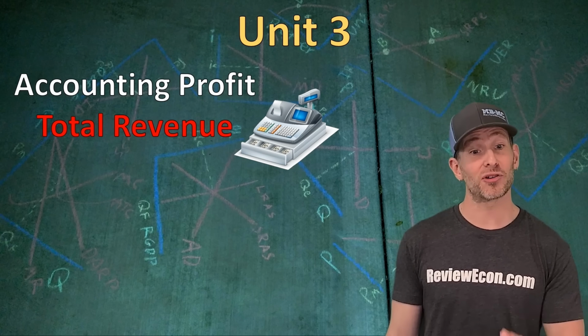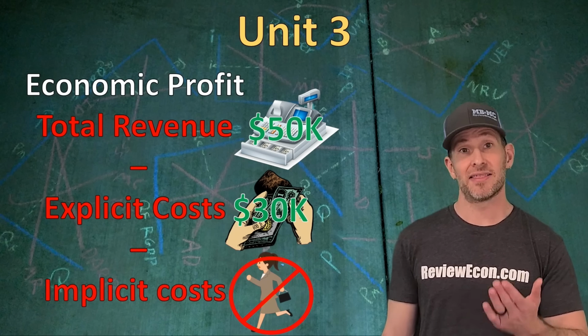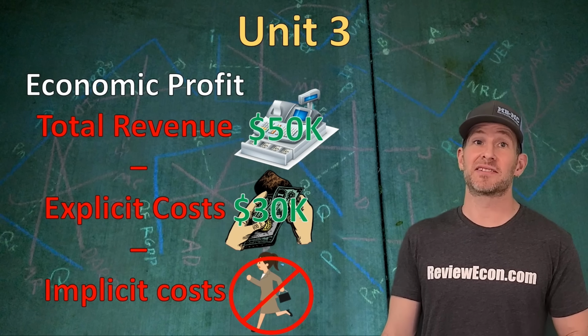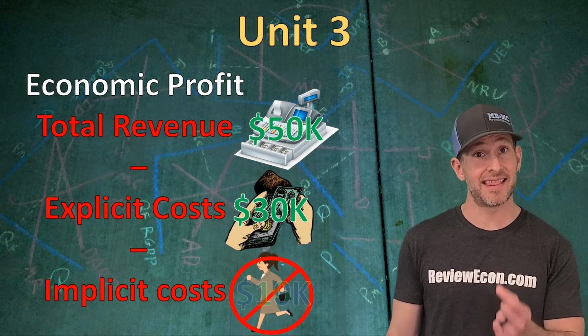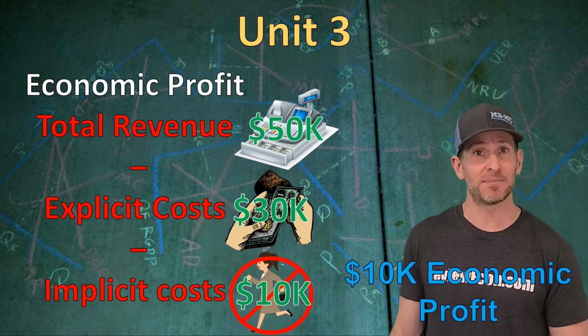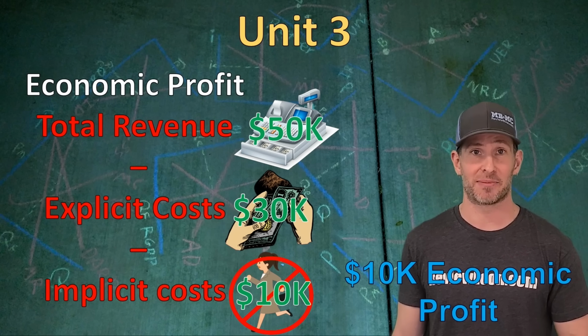Economic profit, on the other hand, is your total revenue minus your explicit costs, but then we also subtract our implicit costs. That's the cost associated with being an entrepreneur. Let's say this business owner has an opportunity cost worth $10,000 for being in business. What's their economic profit now? Economic profit here is just $10,000. What that tells us is that accounting profit is always going to be greater than economic profit because we subtract the implicit costs when calculating economic profit.